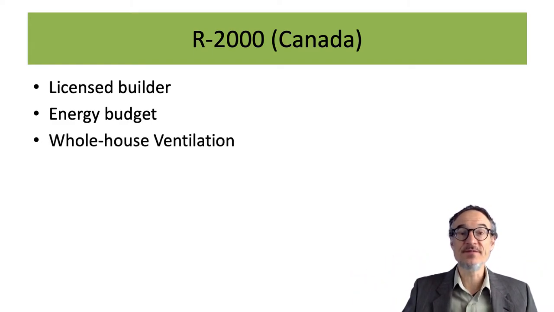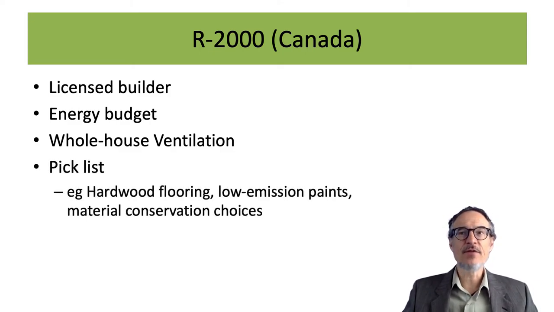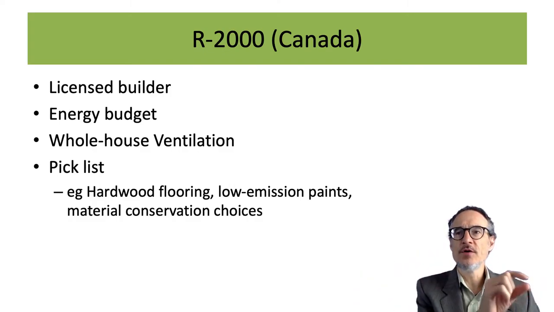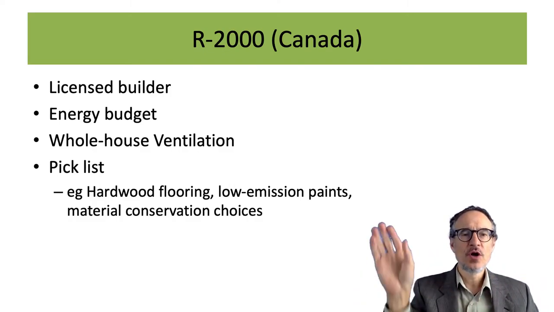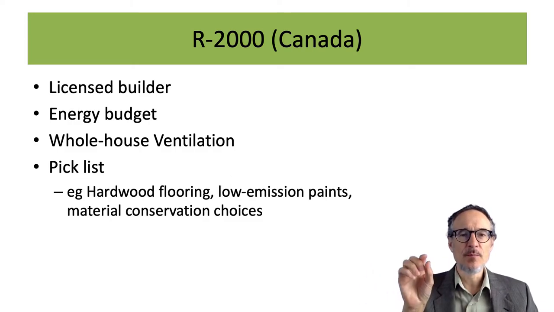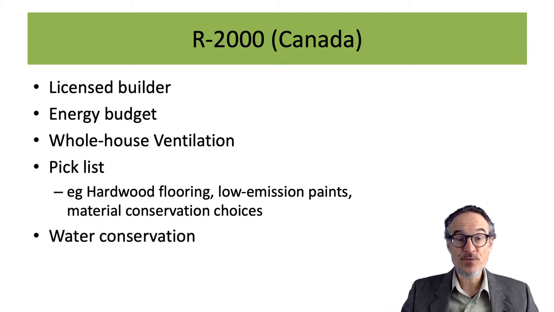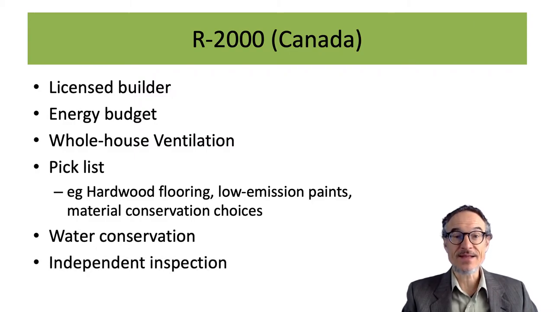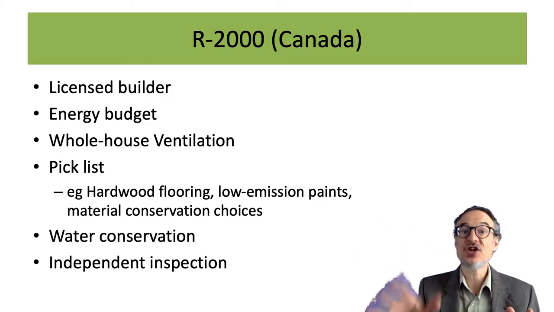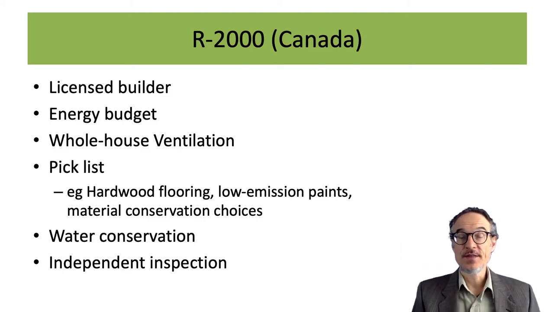The whole house must be ventilated to reach the Canadian standard. And there are various things you need to choose from. For example, hardwood flooring or low emission paint or material conservation, so using materials that will save energy. You also need to save water, so a Canadian R2000 building must have low water use, and it must be inspected independently. So you need to get someone else to come in and check that your building is meeting this standard.